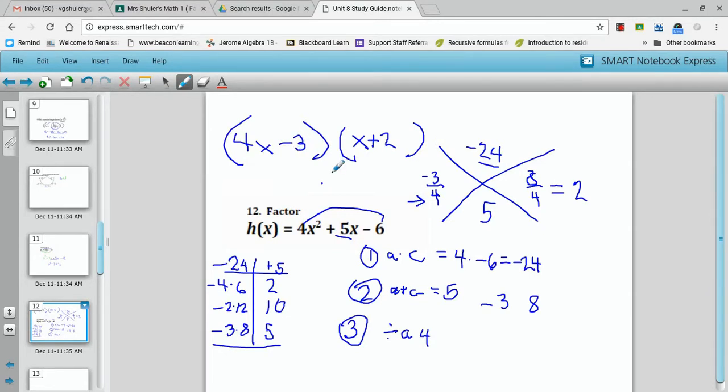And if you were to distribute this out and multiply it, you would end up with our answer right here. So our factored answer is 4x minus 3, x plus 2. Pause the video if you need to catch up. Remember your 3 steps. Multiply, add, find the two numbers, then divide by your A term.